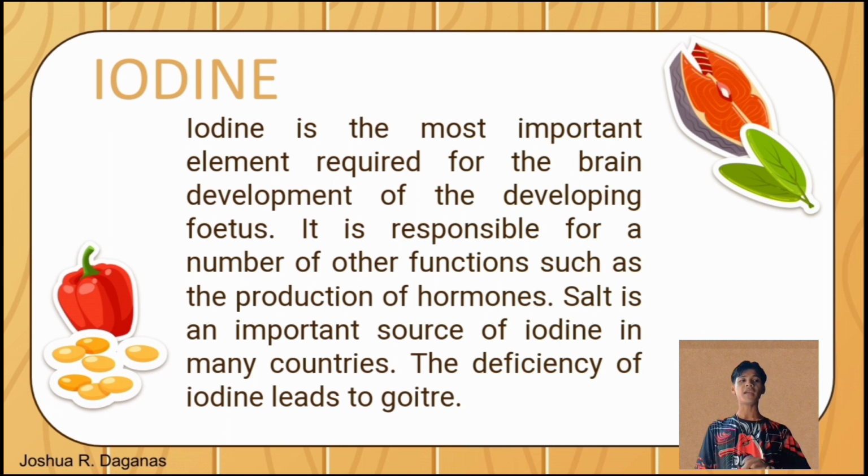The first one is iodine. Iodine is the most important element required for the brain development of the developing fetus. It is responsible for a number of other functions such as the production of our hormones. Salt is an important source of iodine in many countries. The deficiency of iodine leads to goiter.